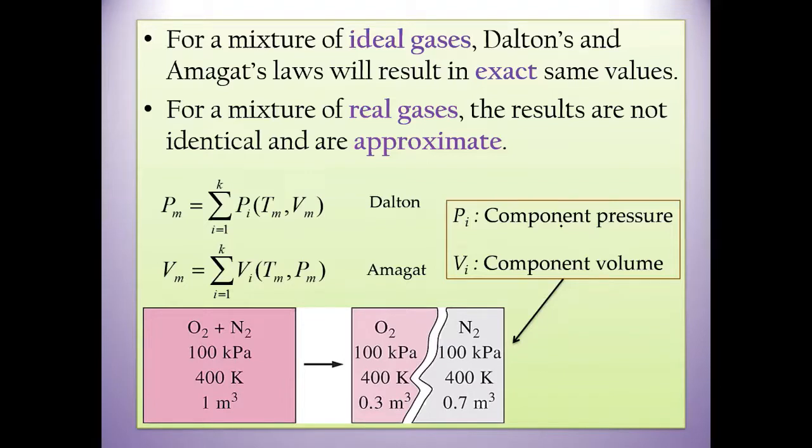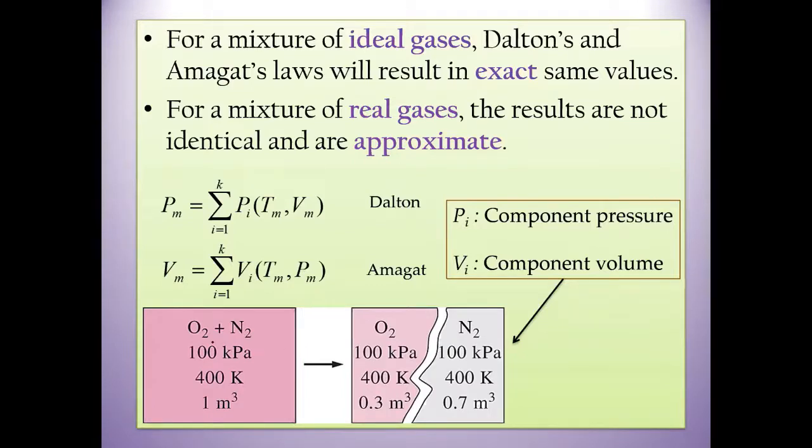So just in mathematical form, the pressure of the mixture according to Dalton's law is the sum of the partial pressure of each component at the mixture temperature and mixture volume. Amagat's law tells us that the volume of the mixture is the sum of the partial volumes of the components at the mixture temperature and pressure.